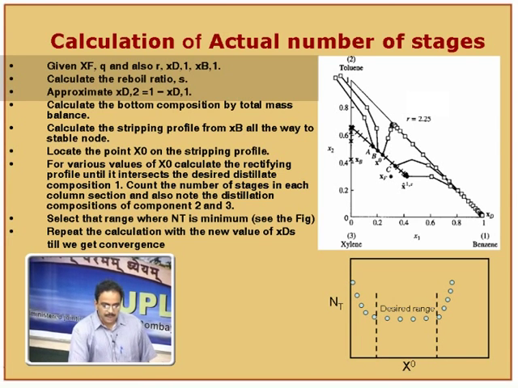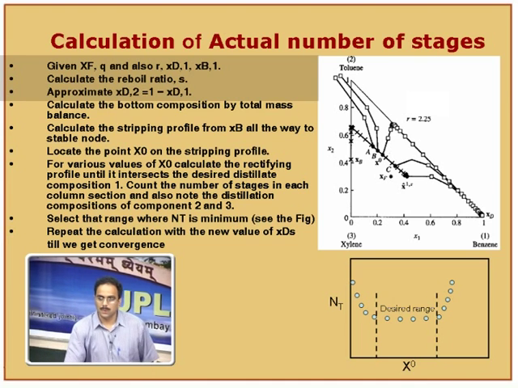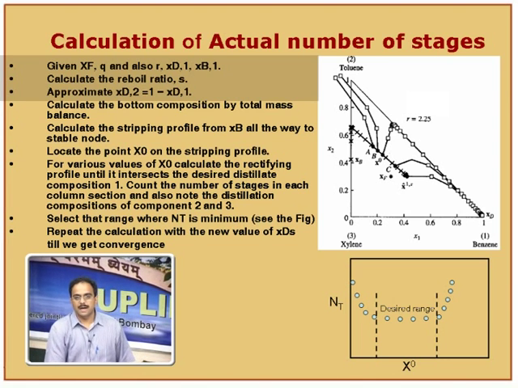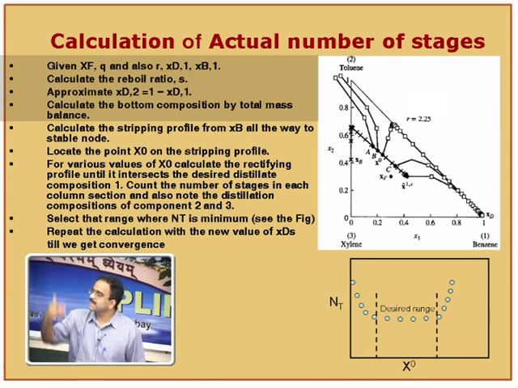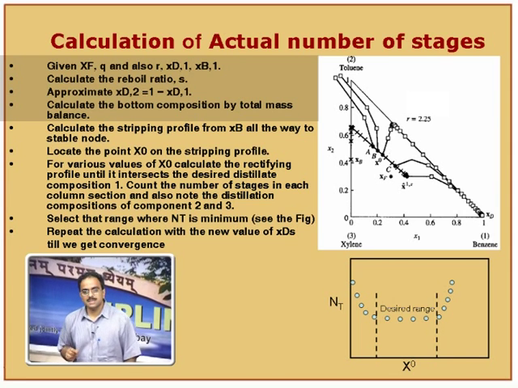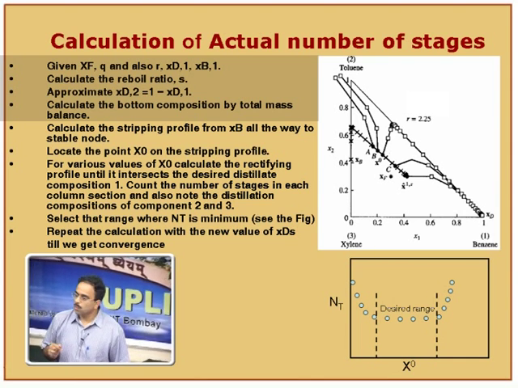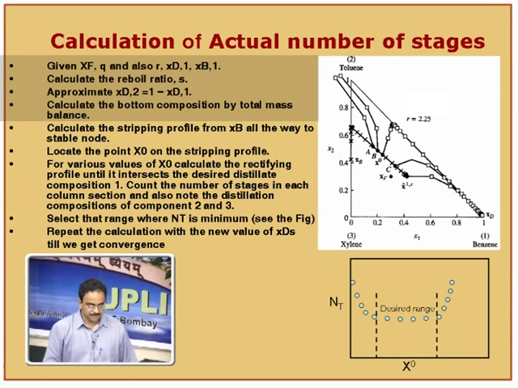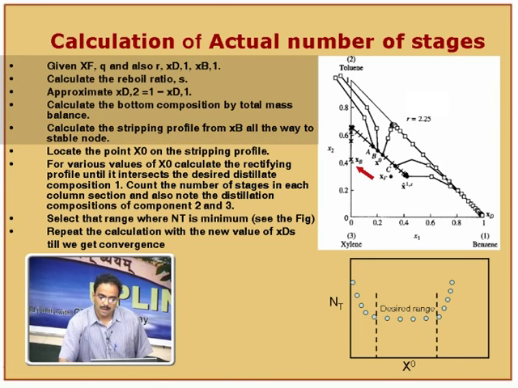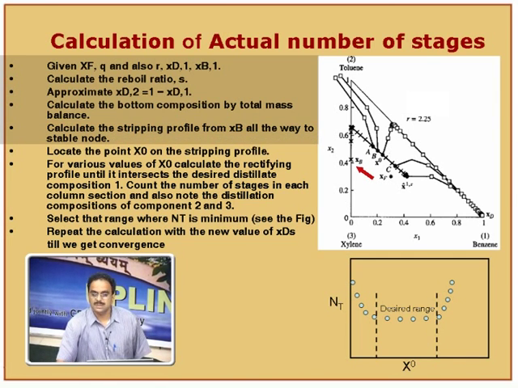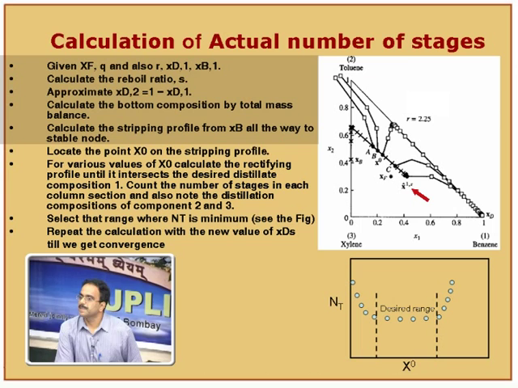So that gives me the starting point for my calculations. My xD2 is 1 minus xD1. So I know xD2, I know xD1, xD3 is 0. So I can calculate the bottom composition by overall material balance. All 6 compositions, top and bottom, are known now. I can start solving the design problem. Once xB is known, calculate the stripping section profile from xB all the way to the stable node. What is the stable node? It is the feed pinch.